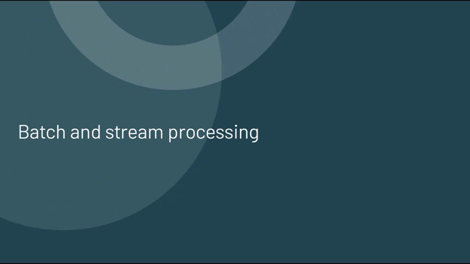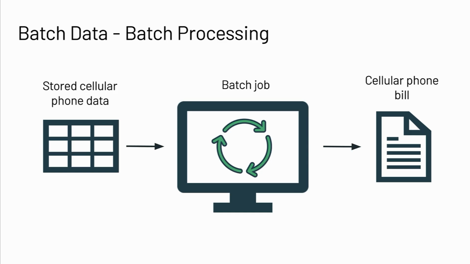When we think in terms of big data processing, there are two types of data that we process. So we can process batch and streaming data. And those terms, batch and streaming, refer to the way that we're getting our data and the speed at which we're getting our data. So batch data.